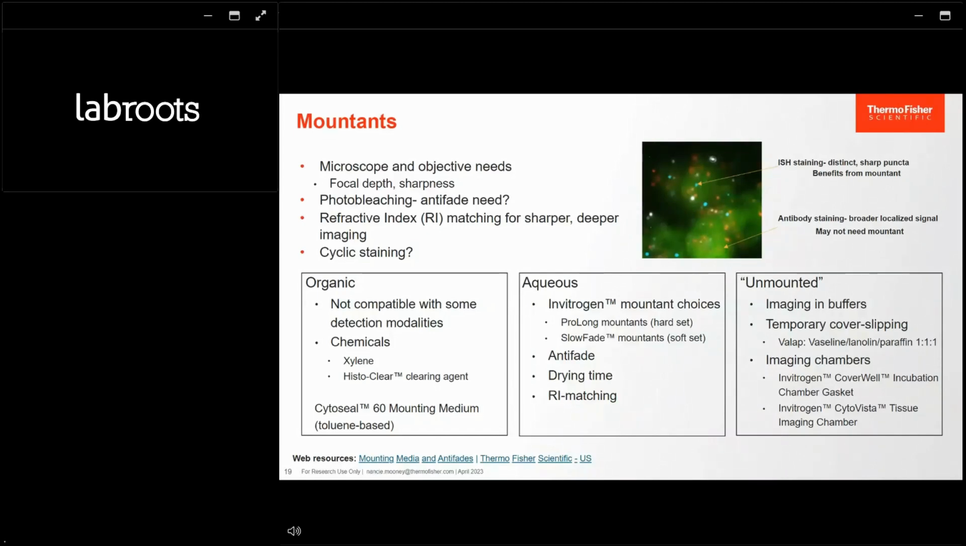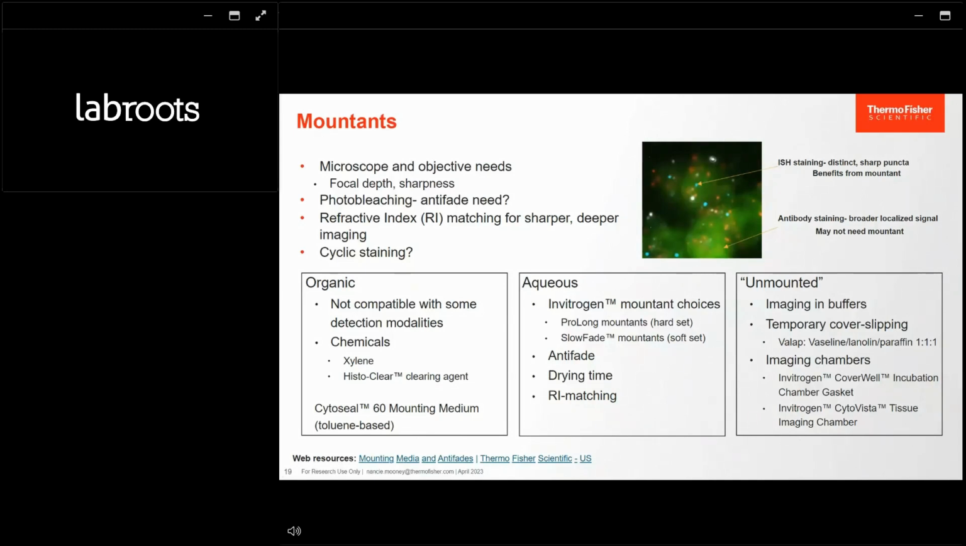However, if you need a mountant, there are two main sorts. One is organic. This is based on solvents like toluene and xylene. So these organic mountants aren't compatible with some detection modalities. It's not really suggested for most fluorescent detection modalities, and even some colorimetric detection modalities are incompatible with organic mountants because they're based on precipitation chemistry. And if you apply any solvent, they will wash away or get blurry.